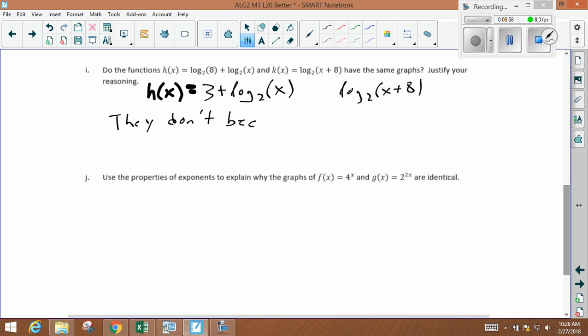We could say because h of x does not equal k of x, right? The only way they can have the same graph is if they're the same function, yeah? That makes sense.